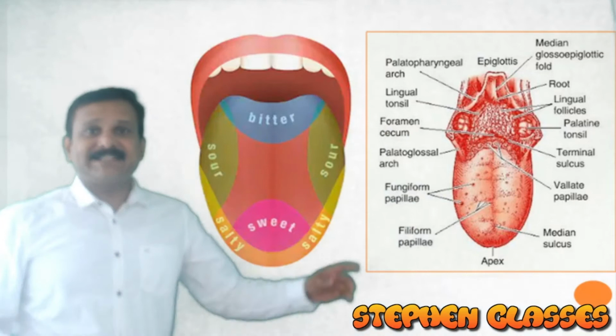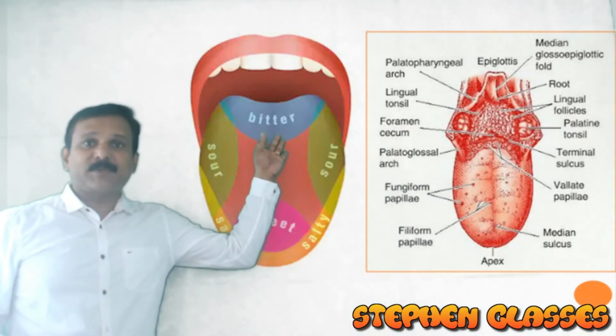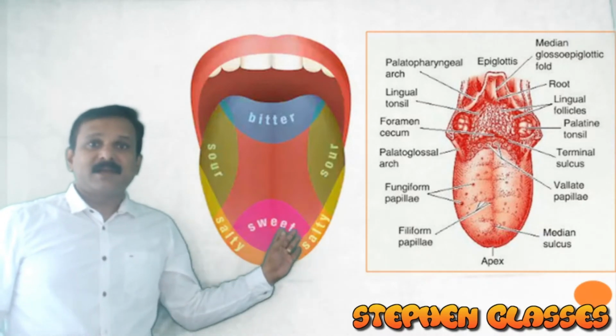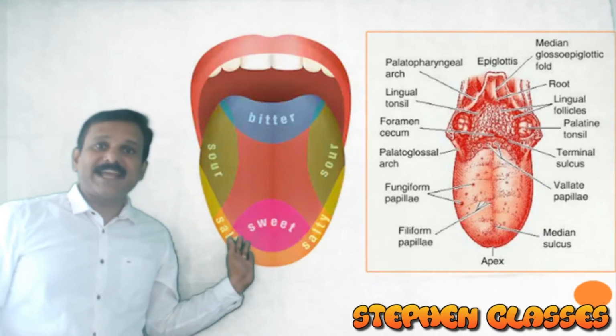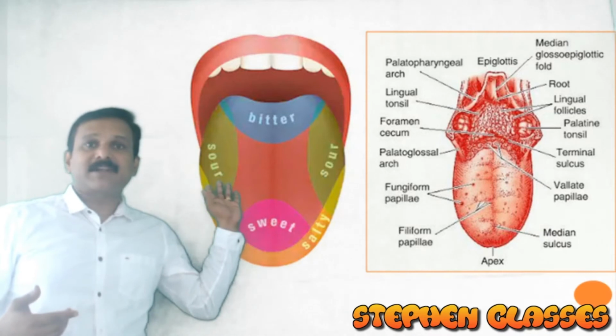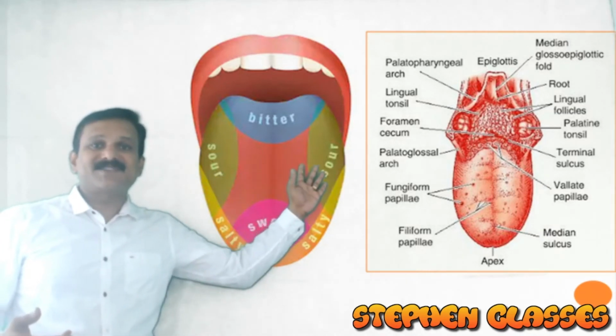Here we can see the diagram of taste buds arranged. Bitter taste is on the posterior region. Then here we can see the sweet region. Here on the sides you can see the salt region. Okay, so salt areas are on the sides of the tongue. And you can see the sour taste, the green portion that is marked as sour taste.